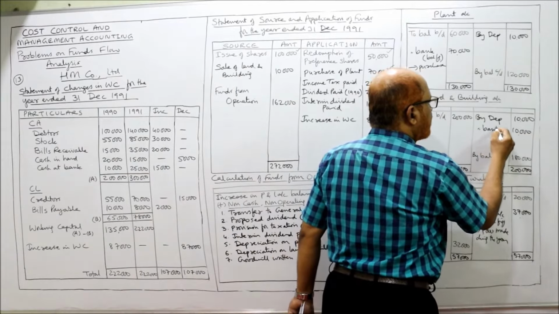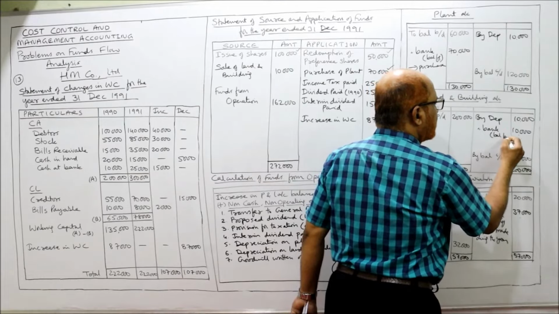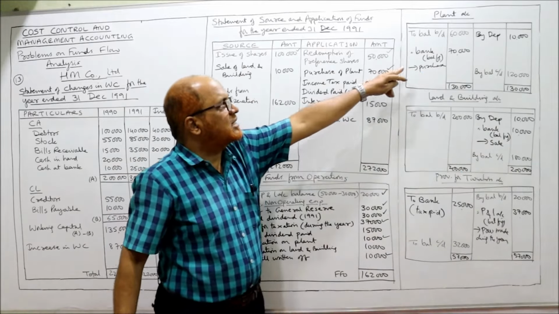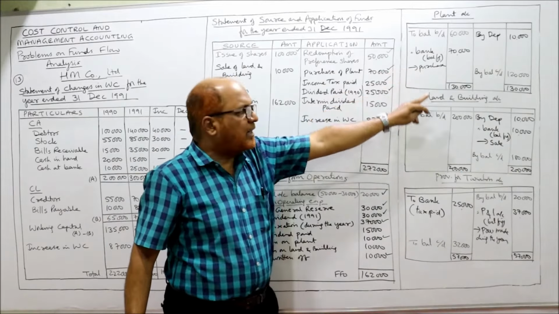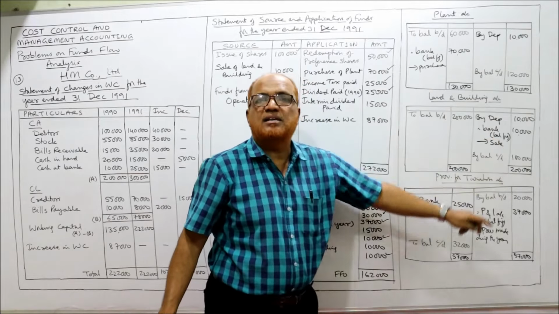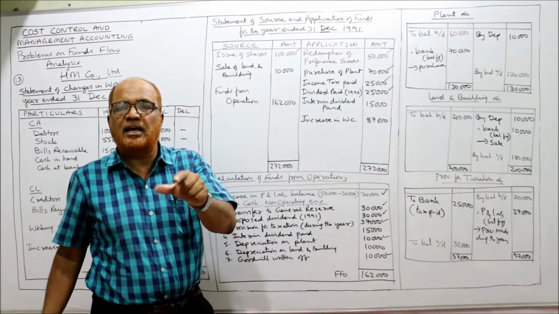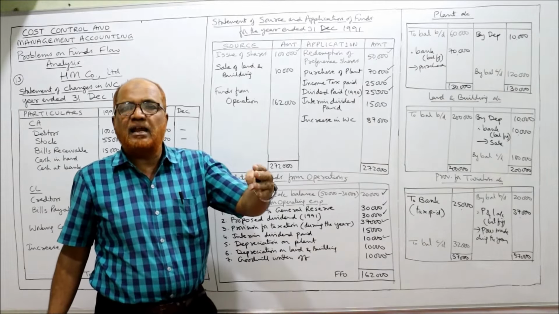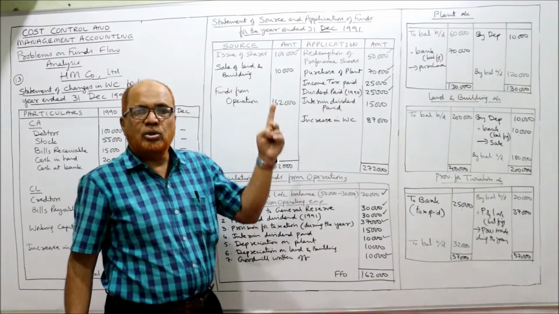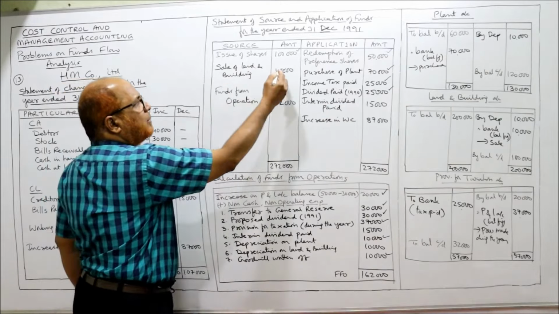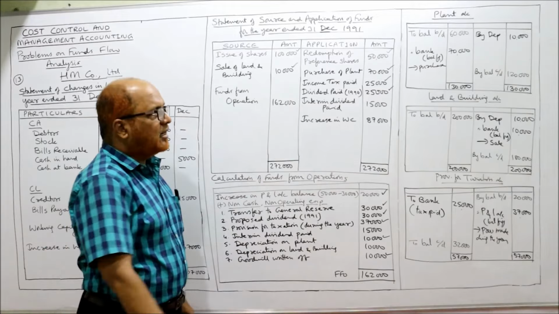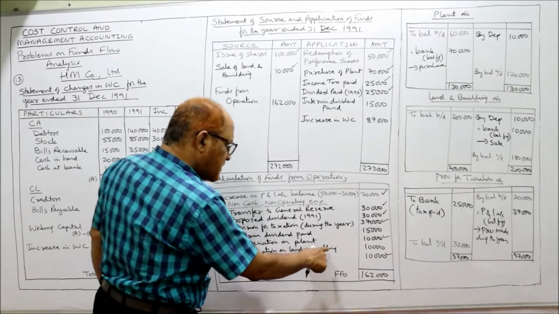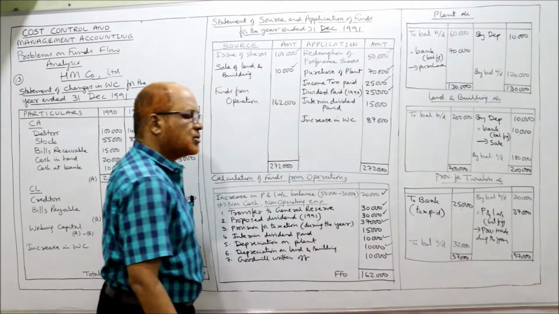By bank, balancing figure. It is the sale. When the debit side is the balancing figure, it is the purchase. When the credit side gives the balancing figure, it is the sale. That means during the year 10,000 worth of land and building was sold. When we sell the land and building, there is cash inflow. On the source side, sale of land and building 10,000. And depreciation of 10,000 rupees on land and building. Here, depreciation on land and building 10,000.